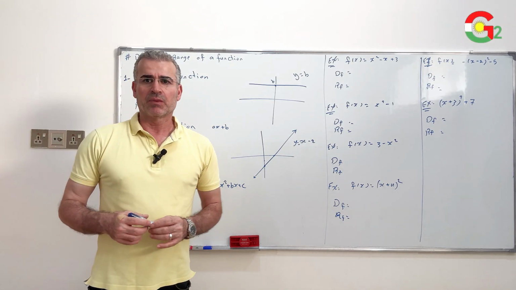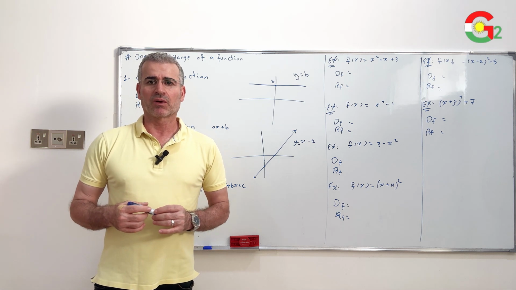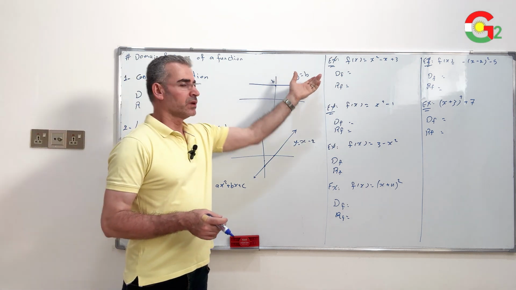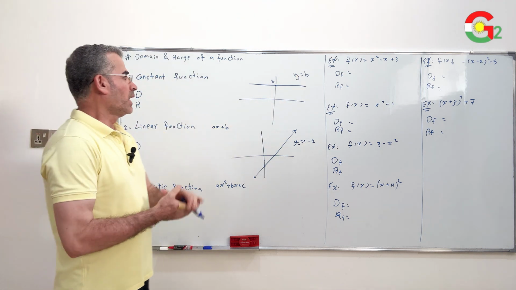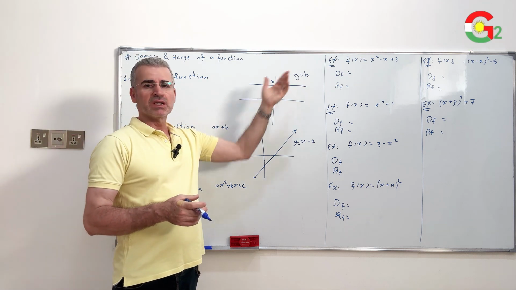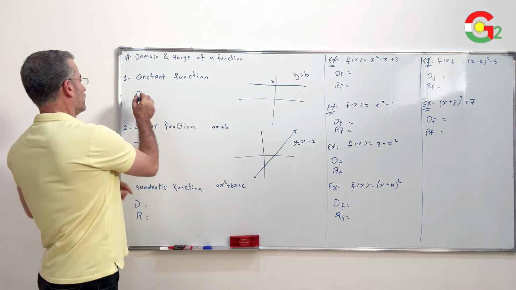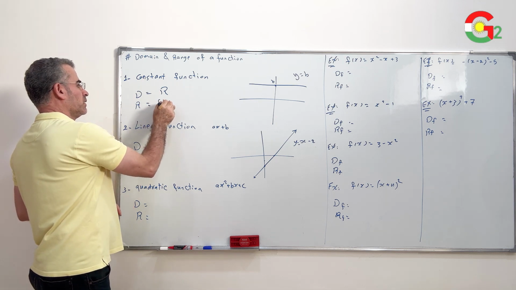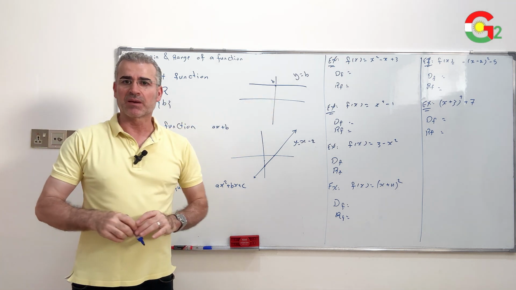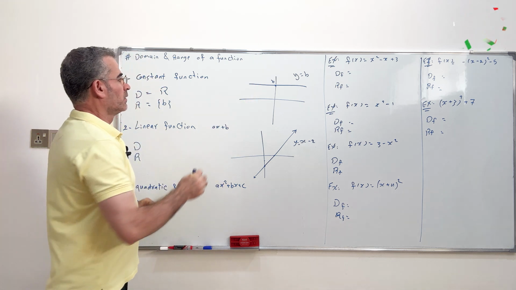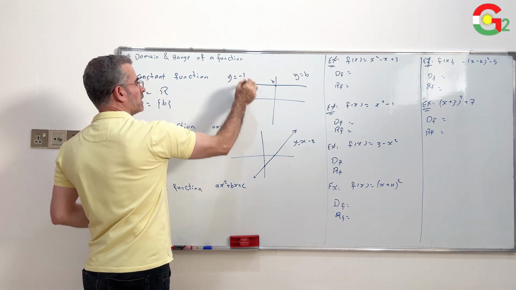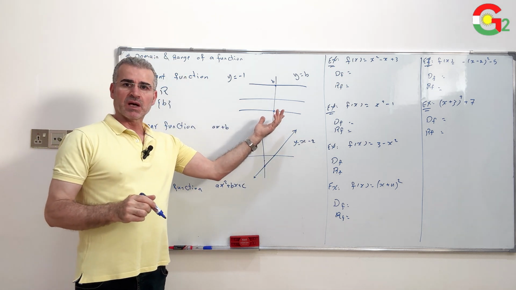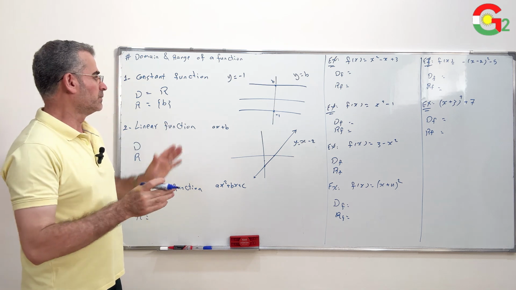How can we find mathematically the domain and range for different functions? We start with the constant function, y equal a number, any real number. The domain of this function is R, and the range is one point. It is the y-intercept here. If we have a function, for example y equal -1, then the domain is R and the range is -1.